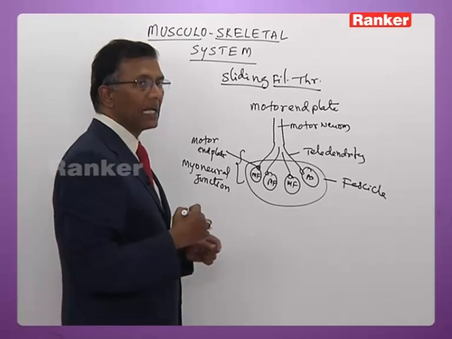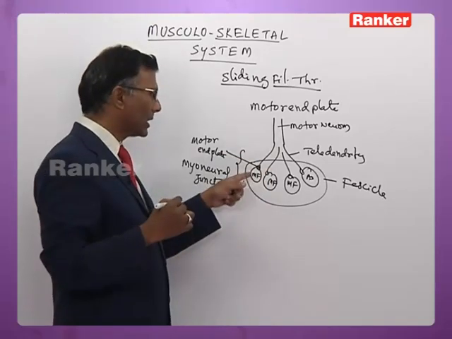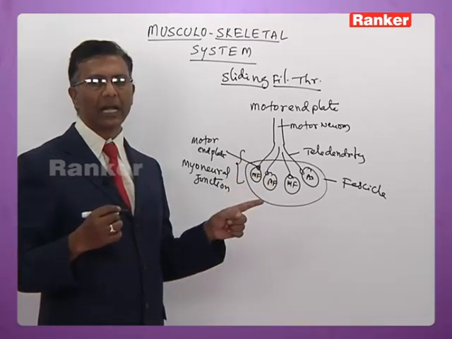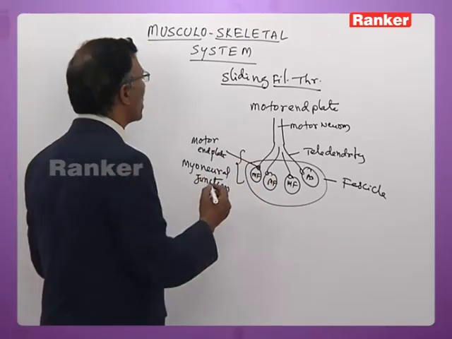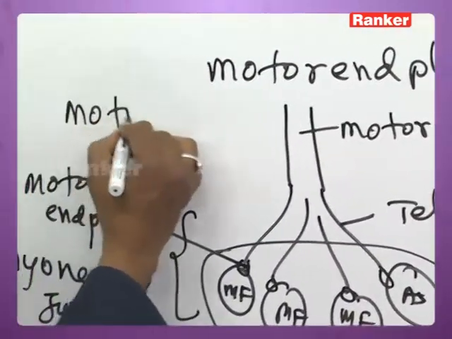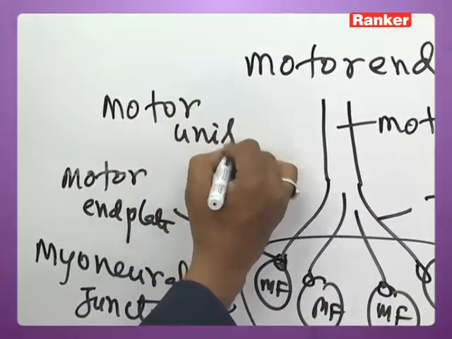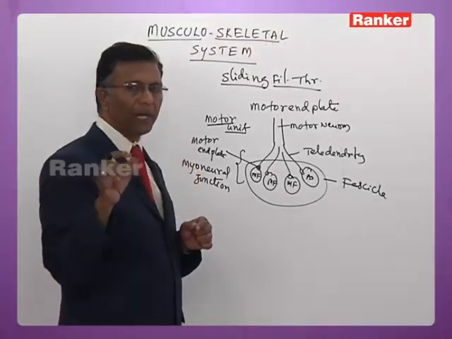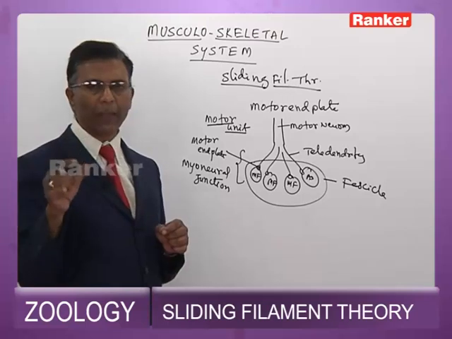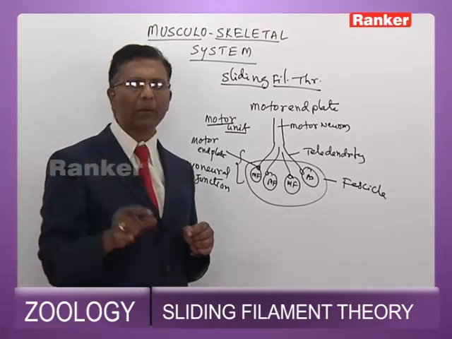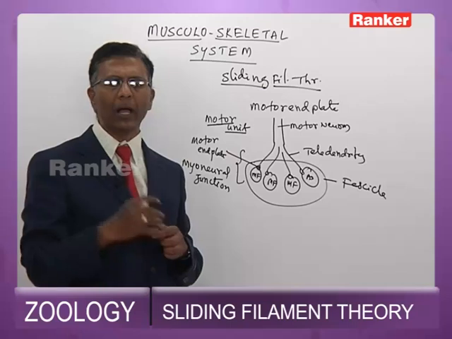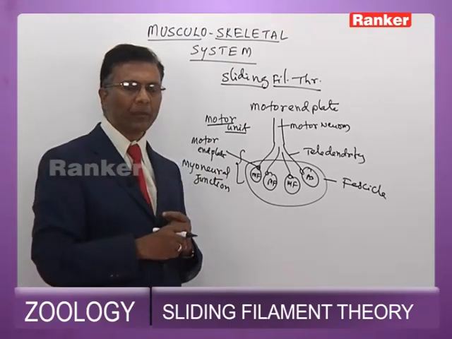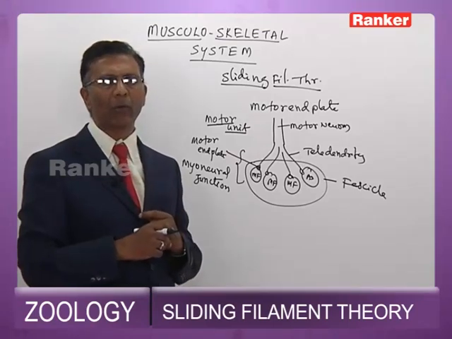When a stimulus is sent through this motor neuron, that stimulus makes all the muscle fibers of a particular fasciculus contract, and both of them together constitute a motor unit. So remember students, the muscle fibers of a bundle which are innervated by telodendrites of a particular motor neuron, put together, constitute a motor unit. So the muscles will be under the control of motor units.